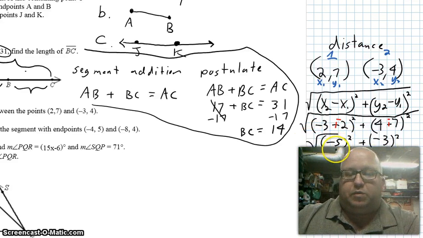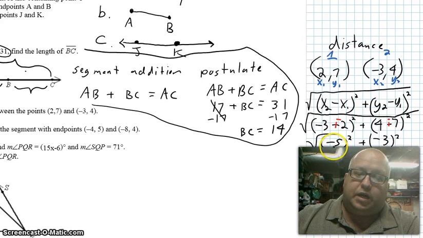Now negative 5 squared, and you got to watch right here, this is a very common mistake. This is not negative 25. Negative 5 times negative 5 is positive 25. Negative 3 times negative 3 is positive 9. I'm going to square root all that.